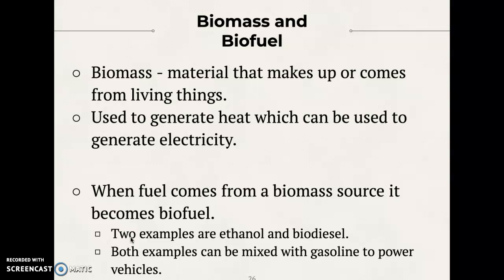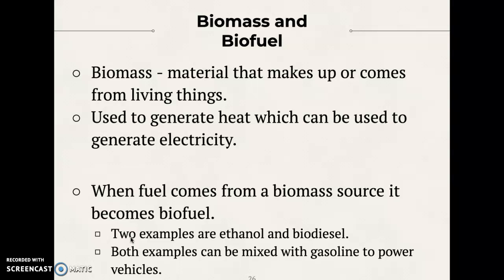So it's used to generate heat, which can be used to generate electricity. Like you'll see with a lot of these different methods, generating heat creates electricity, and that's kind of how we know how to do it at this point for alternative energy. So when fuel comes from a biomass source, it becomes biofuel. All right, so if you're getting fuel from anything that is living, the biofuel, right? Bio means living, and then fuel is just regular fuel.